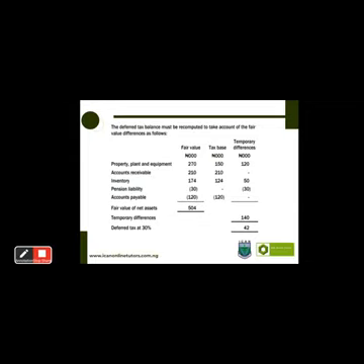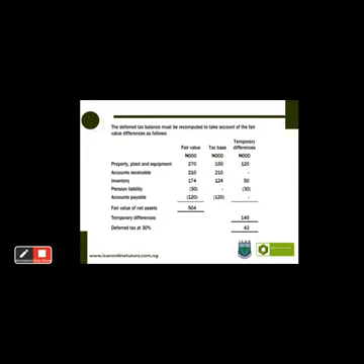Accounts receivable remains the same. Inventory, the fair value is 174, and the tax base is 124. The temporary difference is 50. Pension liability is 30, and the temporary difference is 30, negative. Okay, then accounts payable is 120,000. Tax base is the same, so we don't have any temporary difference for it. So fair value of net assets is 504.